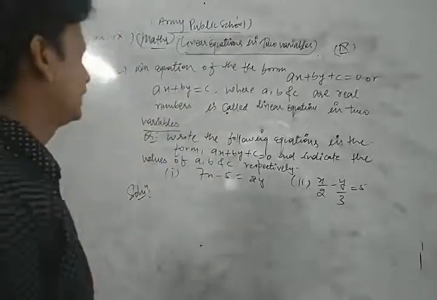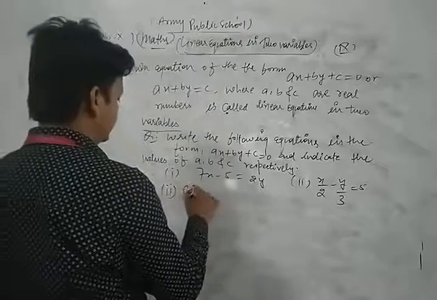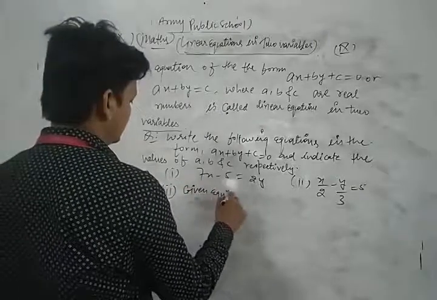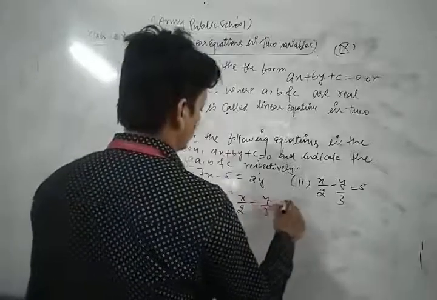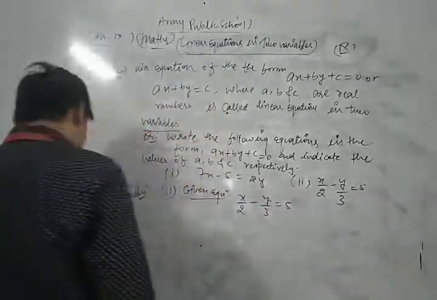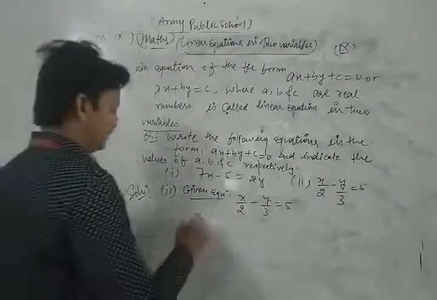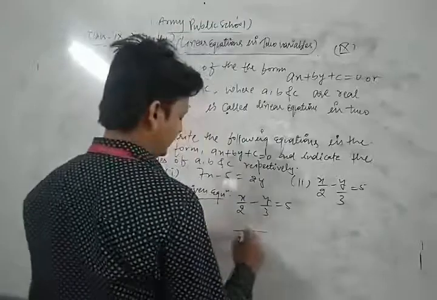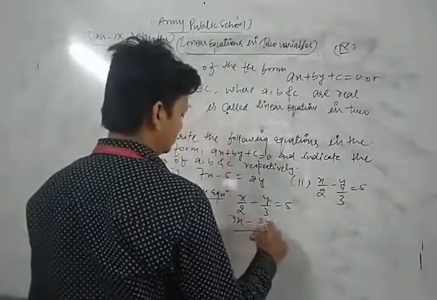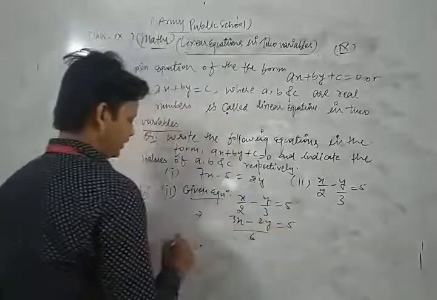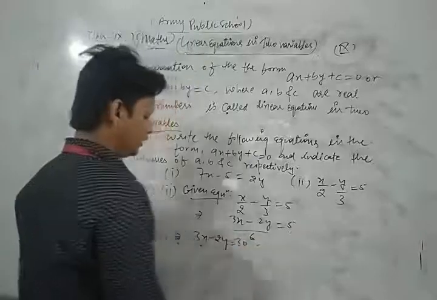Similarly, we take and solve the second part of this question. We write the given equation as x upon 2 ... equals 5. First of all, we take the LCM of the denominators 6, 2, 3. So we write 3x minus 2y is equal to 6 times 5, which is 30.